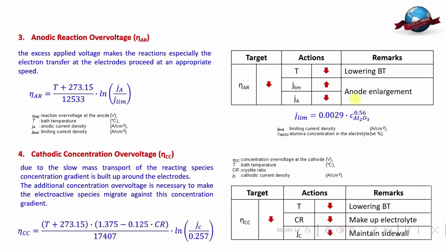In order to lower eta CC, these things should be done. 1. Lowering bath temperature, T, by maintaining bath acidity. 2. Lowering cryolite ratio, CR, by making up bath. 3. Lowering cathodic current density, JC, by maintaining sidewall.